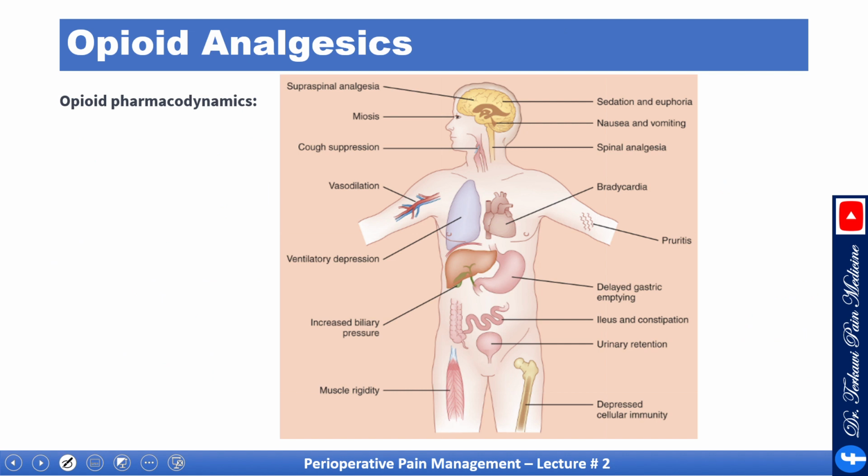Okay. Now, let's completely shift gears and leave this math and talk about some pharmacokinetics and pharmacodynamics of opioids. So what are the effects of opioids in various body organs? As you see, it starts from muscle rigidity, bradycardia, vasodilation, miosis, sedation, nausea, with a different mechanism in each organ.